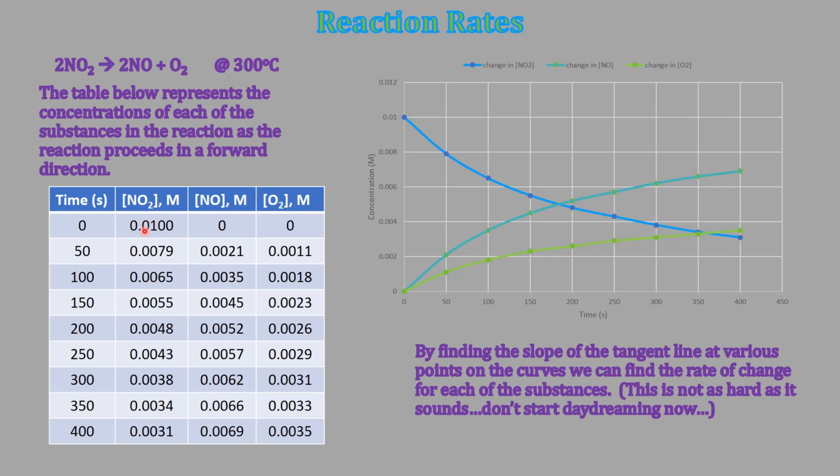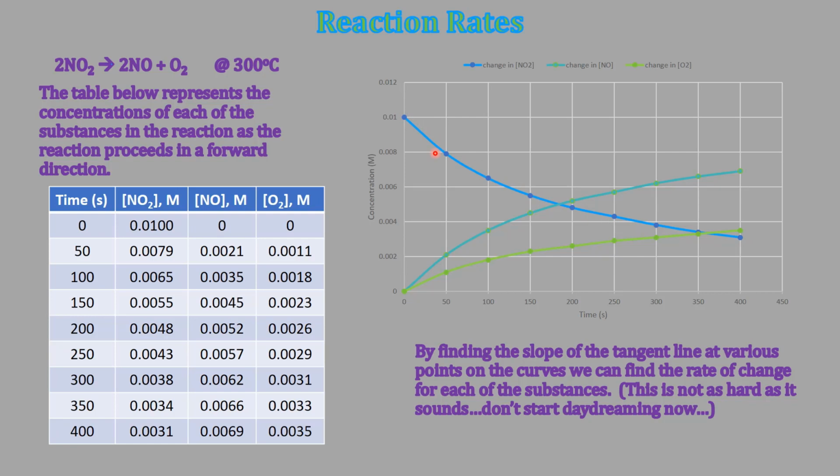We're starting off with this, and it's decreasing over time, so it's going away as a reactant should to form its products. Our two products here are increasing, right? If we graph that and put time on the x-axis and the concentration of our substances on the y-axis, this teal colored one is the nitrogen monoxide increasing, as well as the oxygen increasing, and the nitrogen dioxide is decreasing.